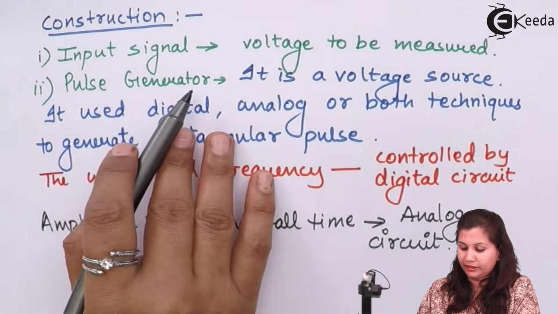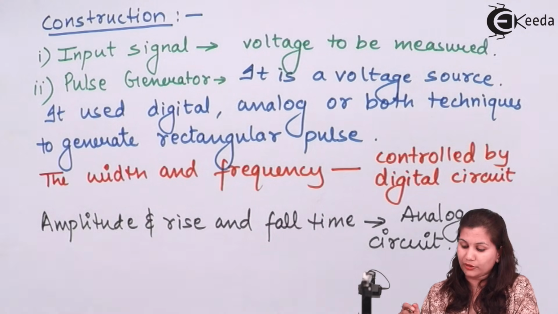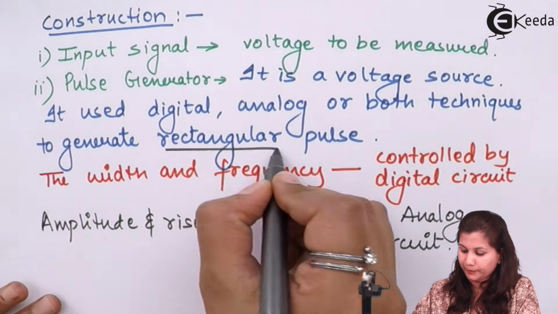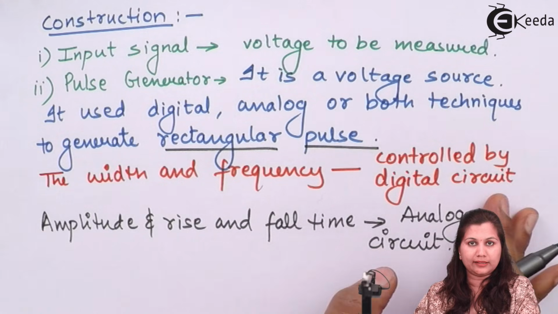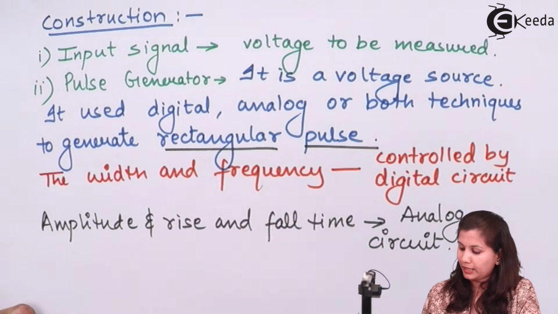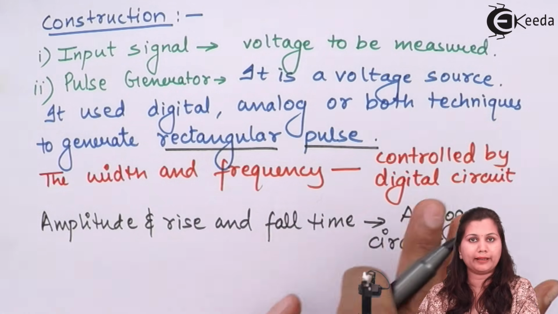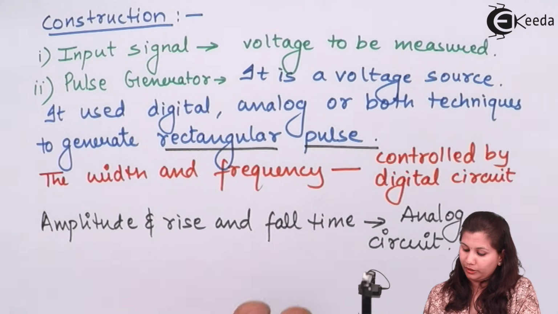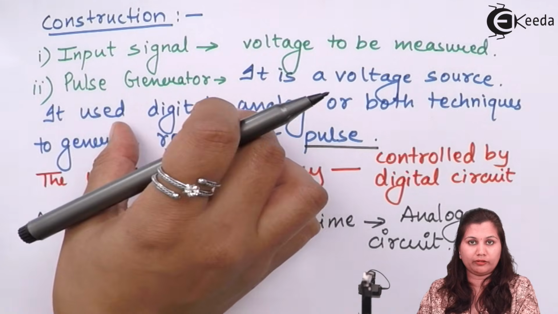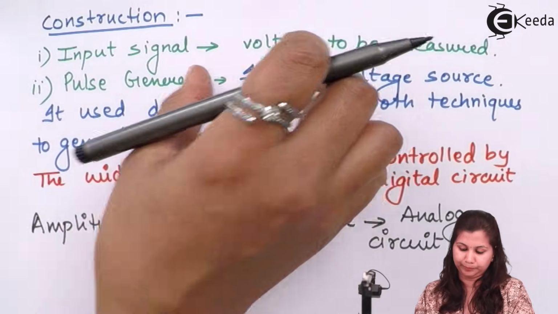Because this pulse generator uses both digital and analog techniques to convert the input signal into a rectangular pulse, the digital techniques control the width and the frequency of the rectangular pulse, and the amplitude and the rise time and fall time of the pulse are controlled by the analog circuitry. This is how a rectangular pulse will be generated by the pulse generator, and this rectangular pulse will be according to the input signal.